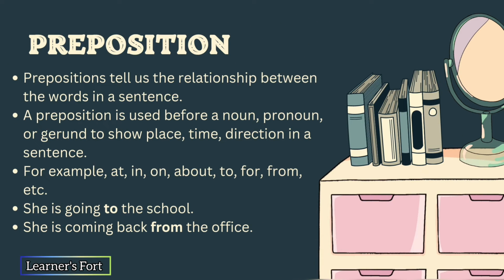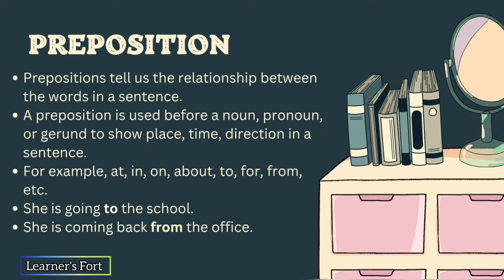Now let's talk about the preposition. A preposition tells us the relationship between the words in a sentence, or you can say that they join the different words together in a sentence. A preposition is used before a noun, a pronoun, or a gerund to show place, time, direction in a sentence. For example, in, at, on, about, to, for, from, etc. Right? So you must have heard these small words in a sentence.